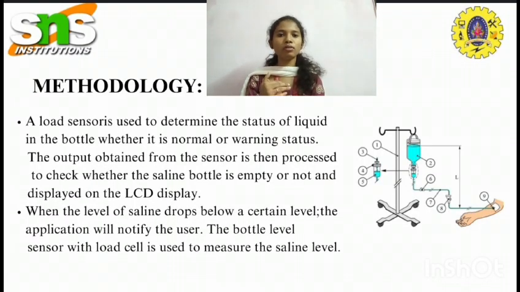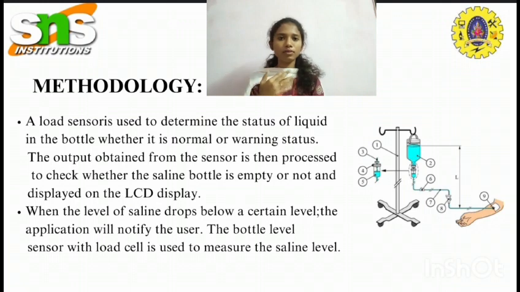Here we are moving to the topic, methodology. In the glucose drip monitoring system, we used a lot of sensors. One of the main sensors is the load sensor. The load sensor is used to determine the status of the liquid in the bottle, whether it is in normal or warning status. The output obtained from the sensor is then processed to check whether the saline bottle is empty or not, and it will display on the LCD.